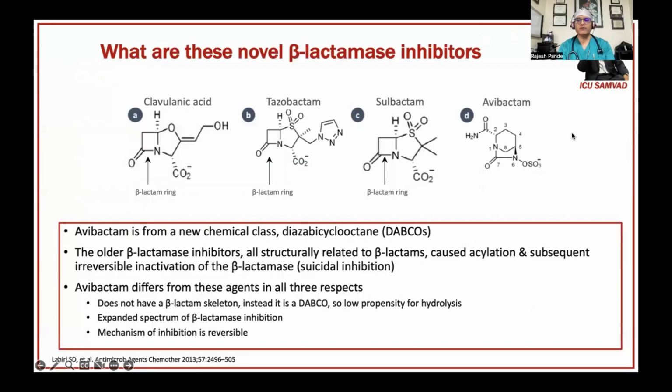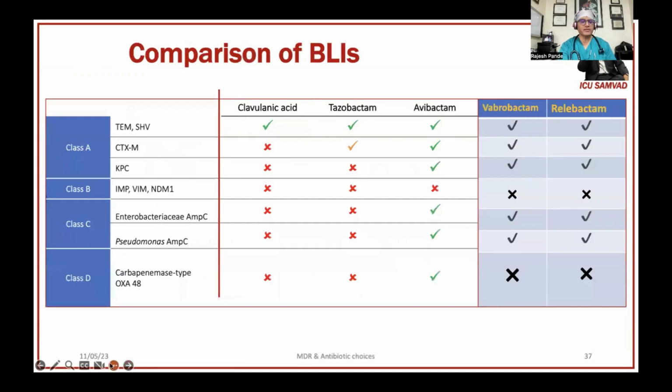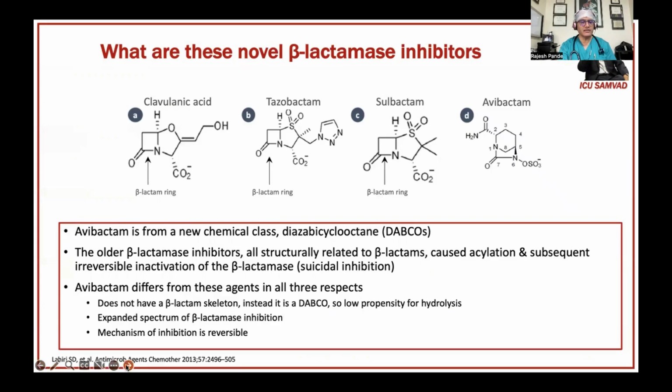A little bit about the novel beta-lactamase inhibitors. We all have been using clavulanate combinations, tazobactam and sulbactam. Avibactam is a new class because it does not have a beta-lactam ring as these 3 BLIs have. So it's a new class, DBO, which is diazabicyclooctane. And avibactam differs because, like I said, it doesn't have the beta-lactam skeleton. And then the beta-lactamase inhibition is of expanded spectrum here. And the mechanism of inhibition is reversible.